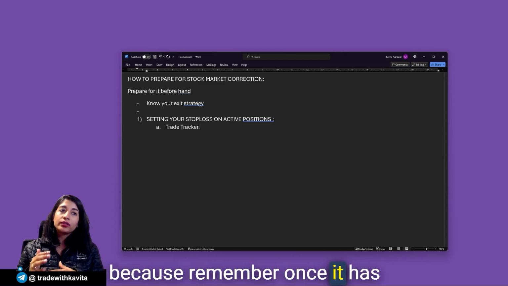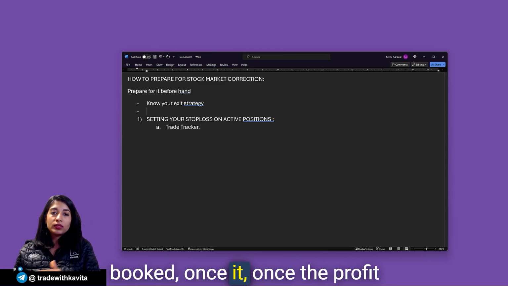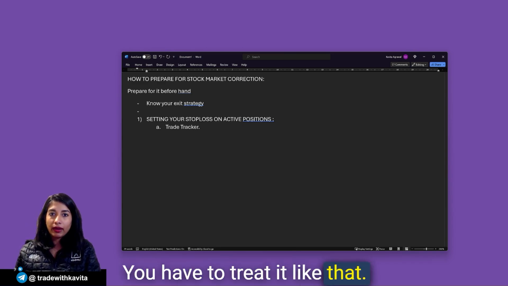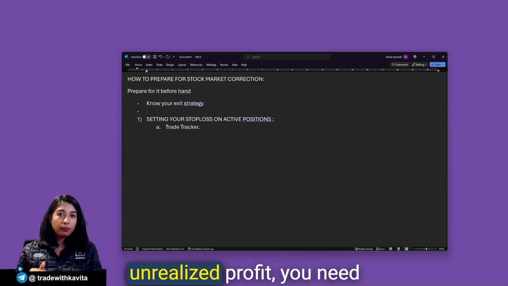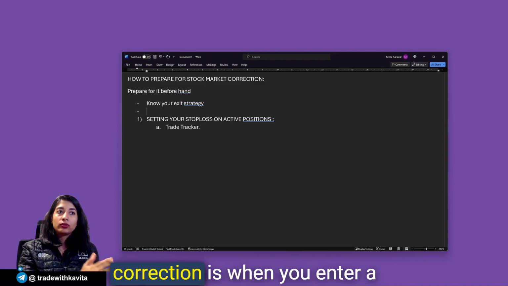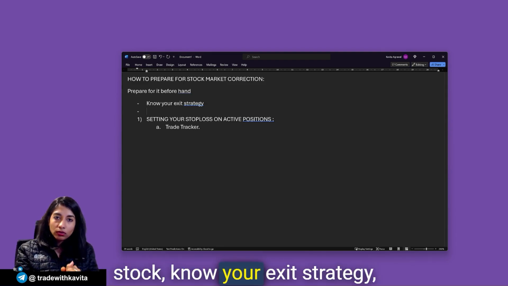Because remember, once the profit is accrued in your portfolio, even if it's not booked, it is part of your capital. You have to treat it like that. So in order to protect your unrealized profit, you need to trail your stop loss. How you prepare for stock market correction is, when you enter a stock, know your exit strategy.